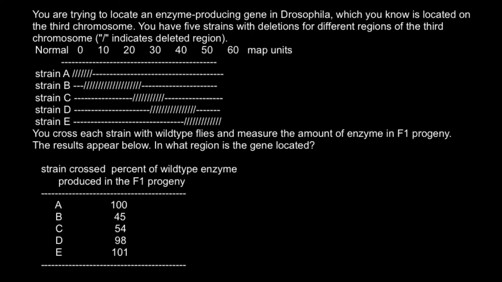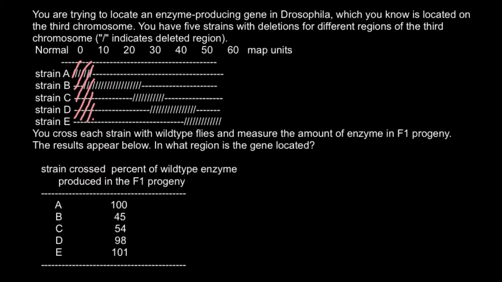So let's first analyze this table, and as you see, strain A shows 100% of the production of enzyme, and that means that this deletion doesn't affect production of the enzyme. This deletion is not in the gene region. So we can cross out this deletion, and also we can shadow not only this deletion, but we can continue on the other strains as well.